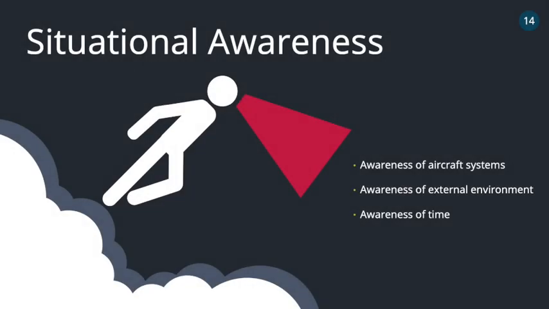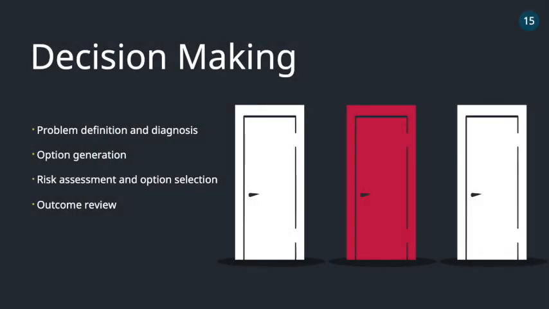If we look into situational awareness, we see awareness of aircraft systems, awareness of external environment, and awareness of time. The last one, decision-making, is divided into 4 categories too. These titles are problem definition and diagnosis, option generation, risk assessment and option selection, and outcome review.